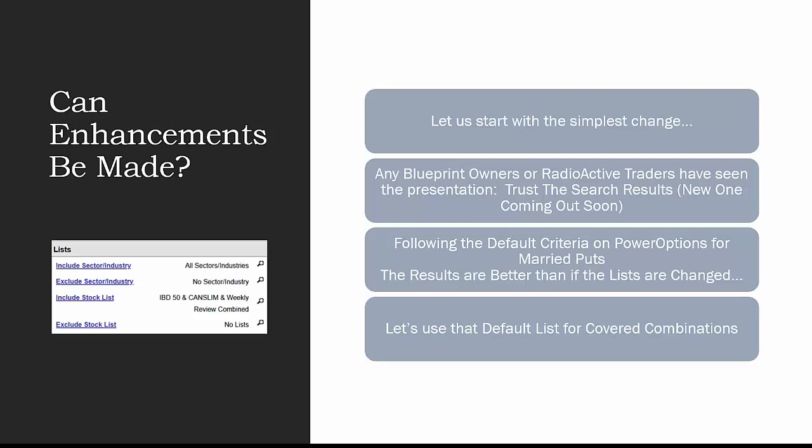Can enhancements be made? Well, let us start with the simplest change. Any Blueprint owners or Radioactive Traders have seen one of the presentations we've done before, Trust the Search Results. A new one from 2021 is coming out soon. Following the default criteria on Power Options for married puts, the ones that we prefer that are discussed in the Blueprint, the search we're using typically always outperforms changing to different company lists. We start with our preferred list here in the list function of any search.